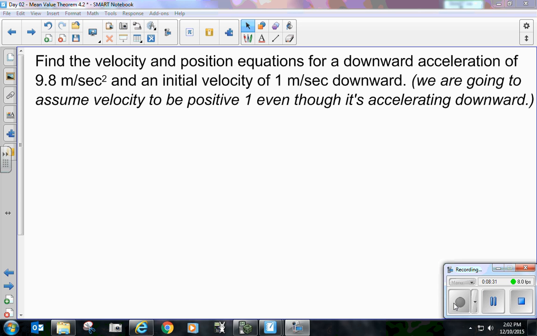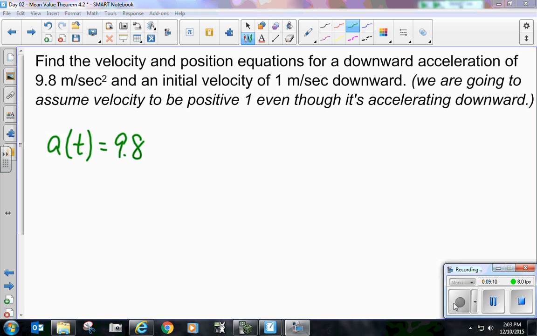Find the velocity and position equations for a downward acceleration of 9.8 meters per second squared and an initial velocity of 1 meter per second downward. We are going to assume that velocity to be a positive 1, even though it's accelerating downward, for the sake of this problem. So what do we have? What piece of information do they give us? They gave us acceleration, which is 9.8.